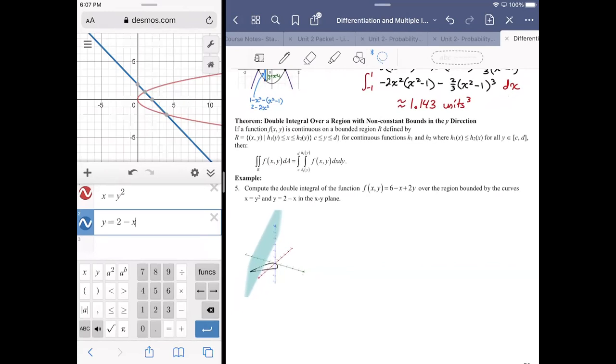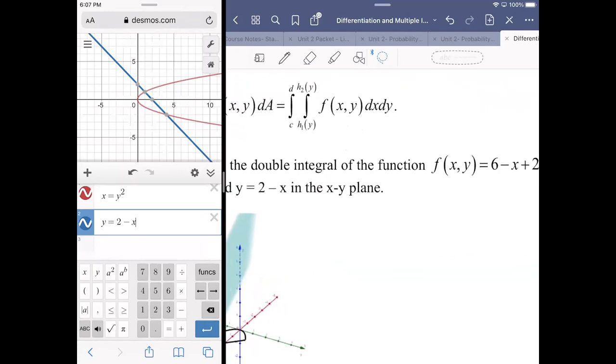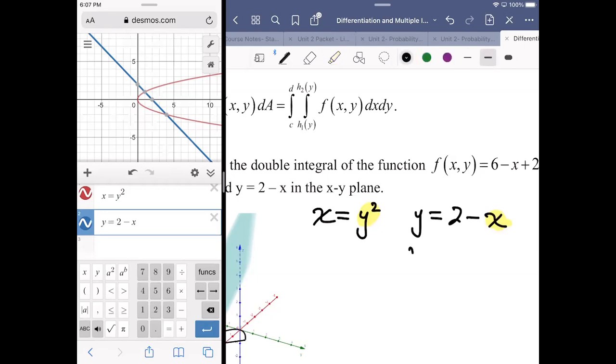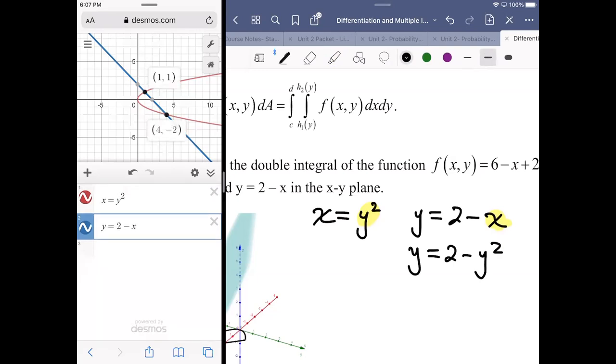Those two graphs are going to have an intersection, so might as well find out what that is. I'm going to jot that down. x equals y squared and y equals 2 minus x. Do a little substitution: x and y squared are the same thing, so y equals 2 minus y squared. It's quadratic, so bring everything over to the same side. You could also just tap on those points to get the intersection.